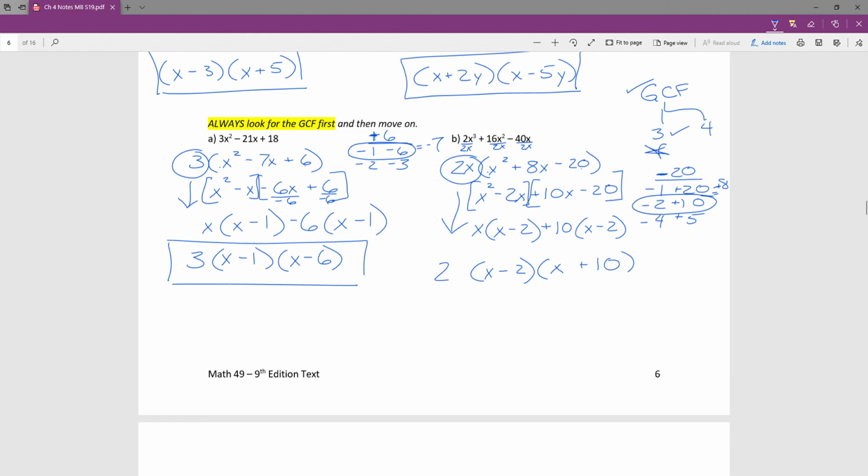I don't want to forget about that 2x. It's still part of the party. It's still part of my answer. I don't want to change the value of this polynomial, and so I have to preserve that value by including all of the factors in my answer.